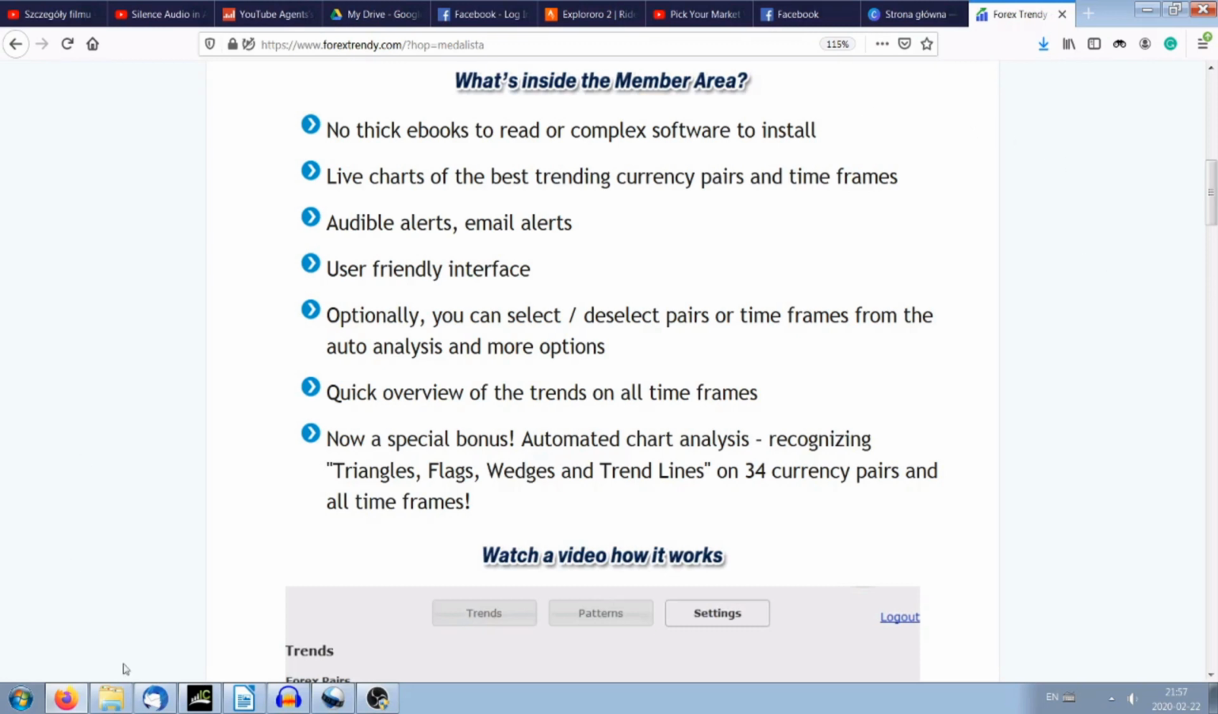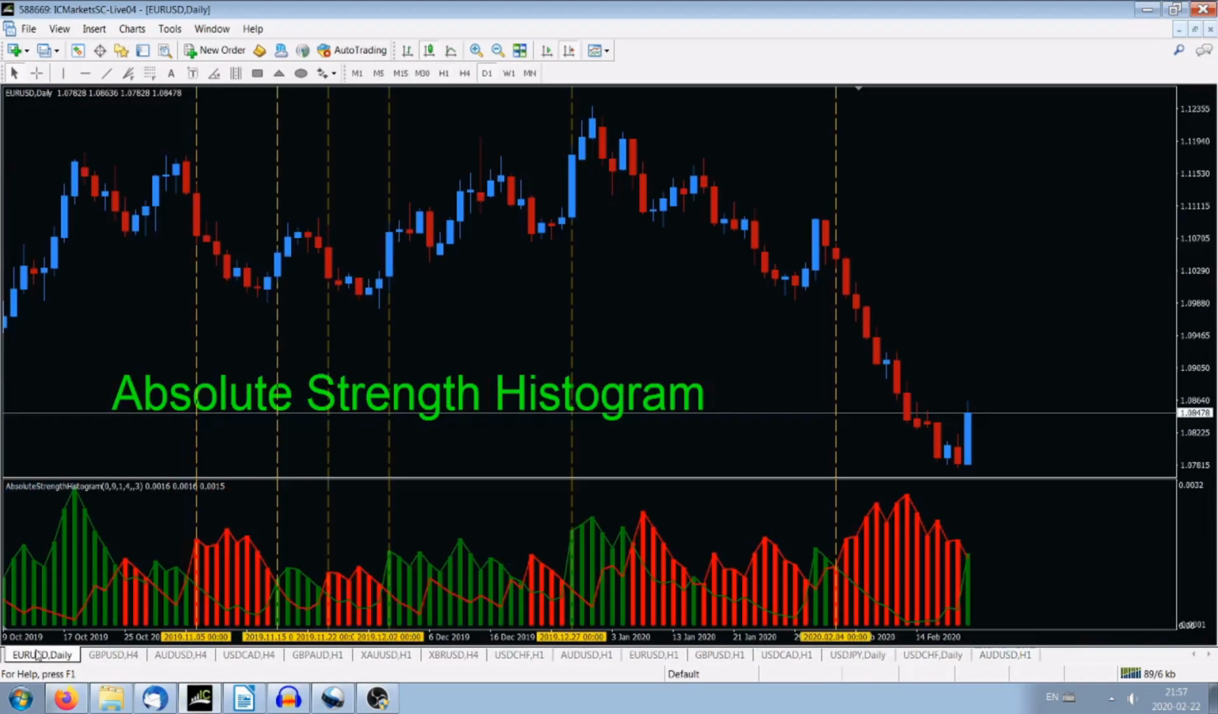And now let's go to the indicators I want to show you. First package of indicators. So here we go. We start from the absolute strength histogram. Very nice. I used to trade with this one. It's pretty good. I used it. It just guarantees you at least one candle of profit as far as I remember.